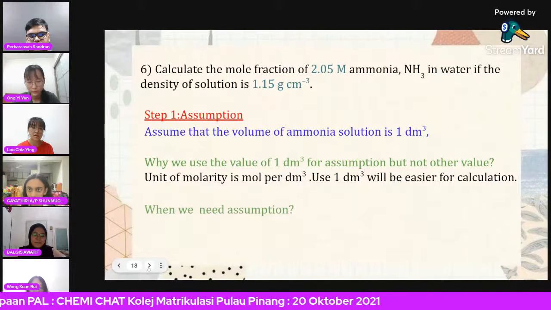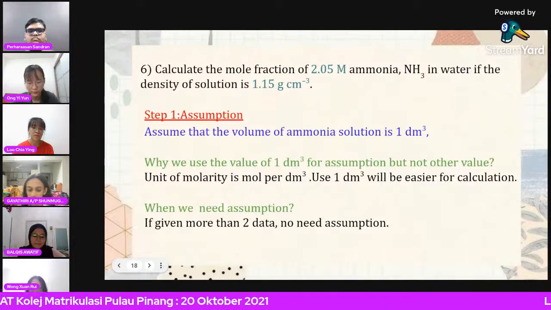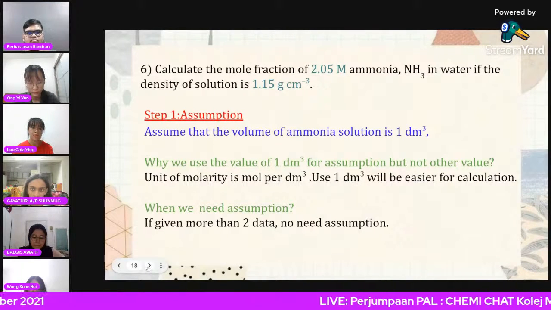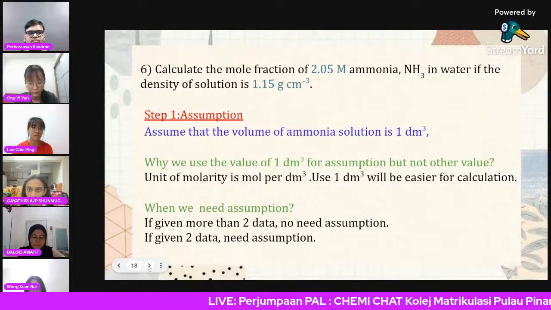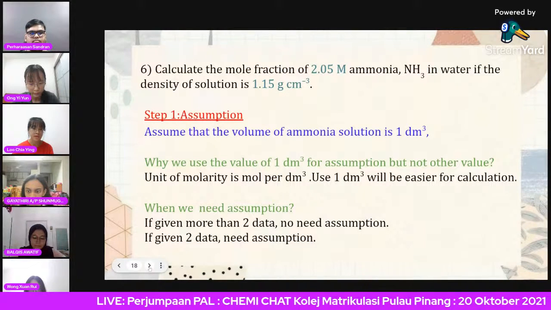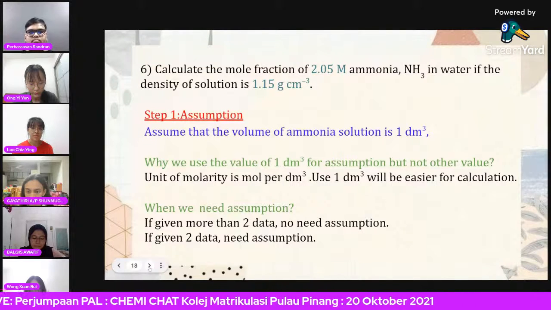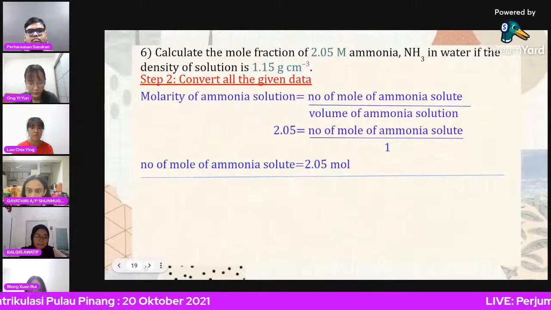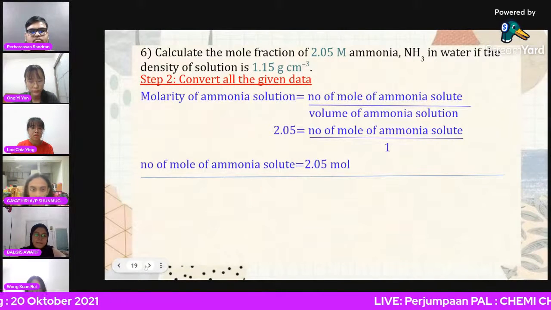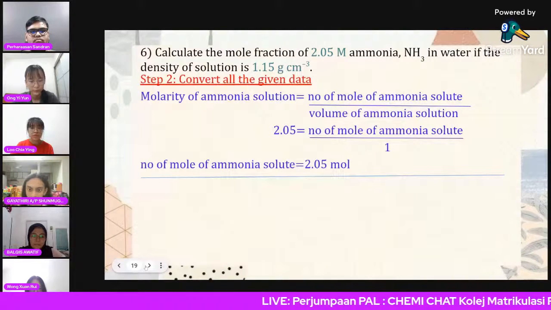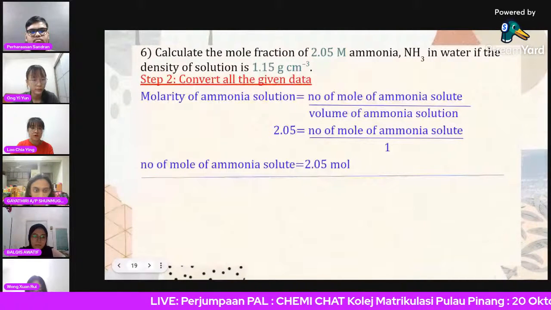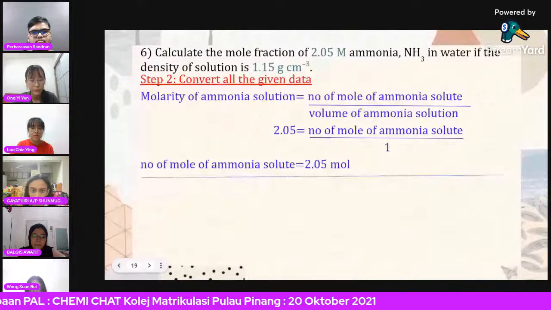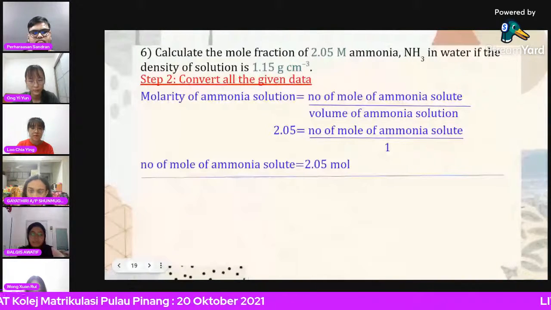Sometimes we get confused about when we need to make an assumption. If given more than 2 data, then no assumption is needed. But if given only 2 data, then we need to make an assumption. The second step is to convert the given data. The formula of molarity is equal to the number of mole of solute over the volume of a solution. So we substitute the value into the formula. 2.05 is equal to the number of mole of ammonia solute divided by 1. Number of mole of ammonia solute is equal to 2.05 mole.